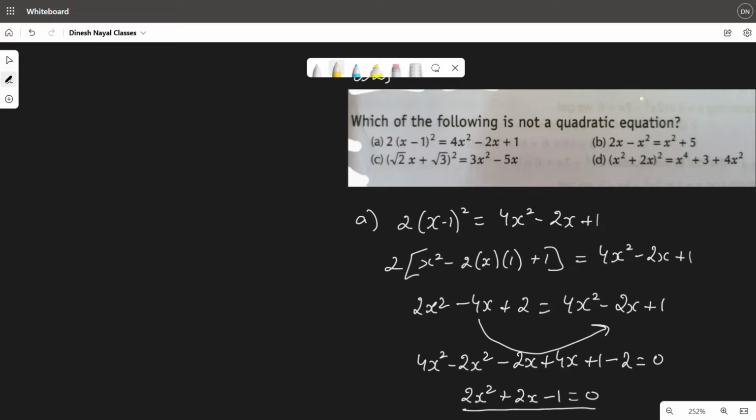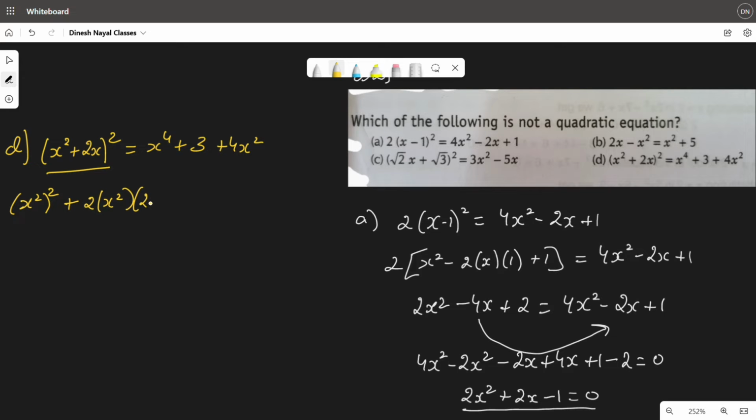Point D is: x square plus 2x, whole square, equals x to the power 4 plus 3 plus 4x square. Now see, expanding the left hand side, this becomes (x square) to the power 2 plus twice of ab, so twice of x square into 2x, plus again (2x) whole square.